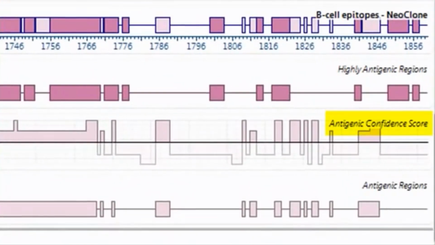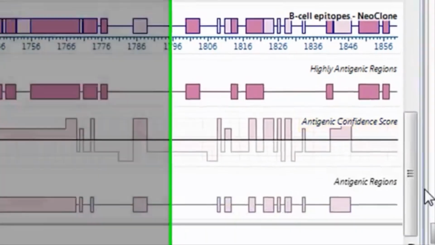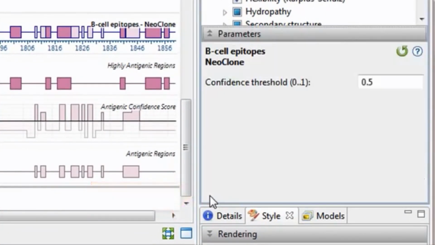A confidence score is assigned to each residue to indicate the probability of it being or not being part of an epitope. By default, residues with a confidence greater than or equal to 0.5 are predicted to be antigenic. That threshold can be changed from the parameters bar if desired. Here we'll leave it at the default setting of 0.5.